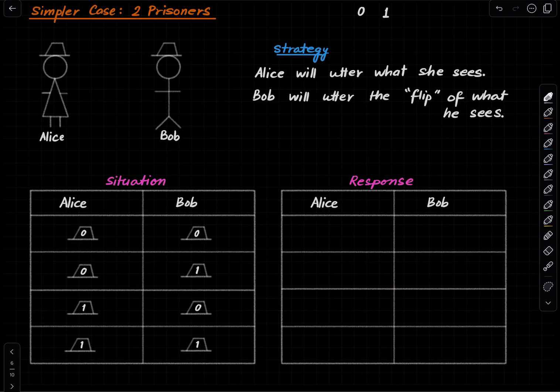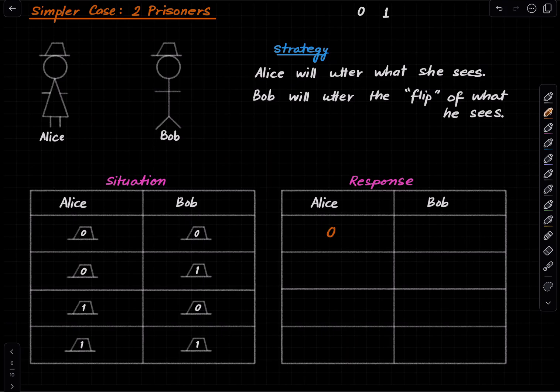I'll explain what I mean by this. So let's look at how the strategy performs in all the possible scenarios. If the warden decorates the hats in this fashion, Alice gets a 0, Bob gets a 0. Alice sees 0, and what is Alice's response? Alice will just utter what she sees. So she will just say 0.